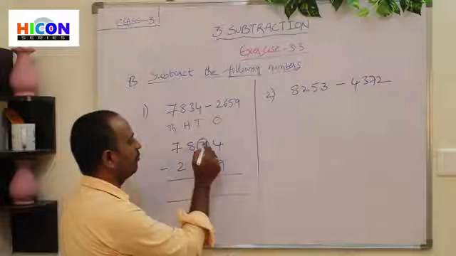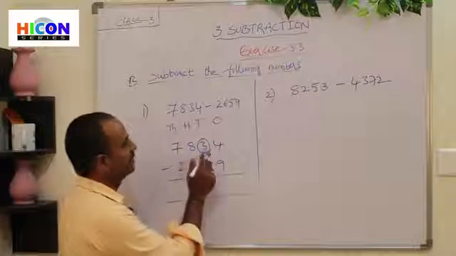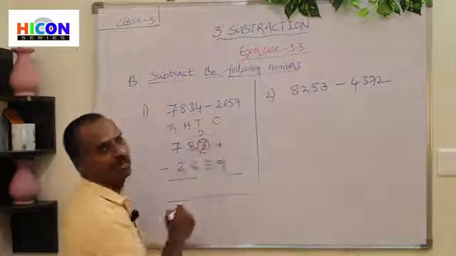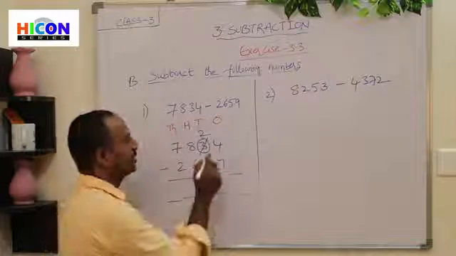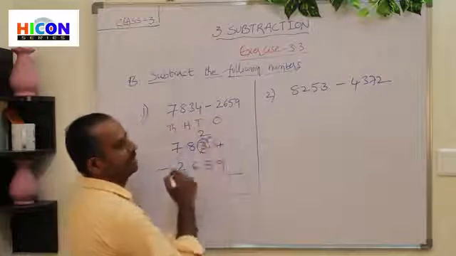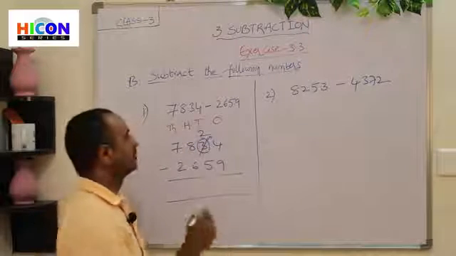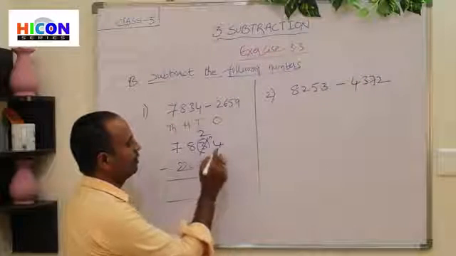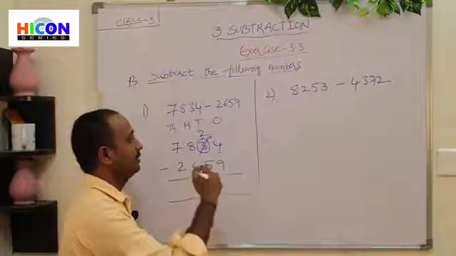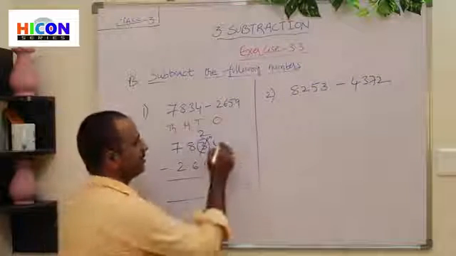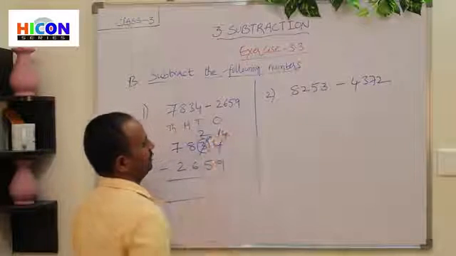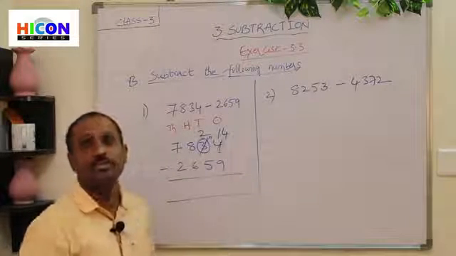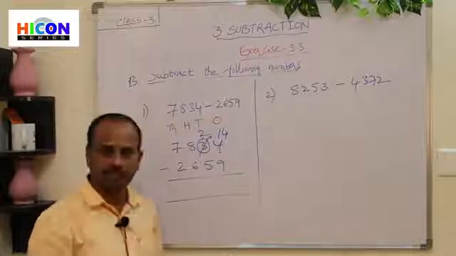If we borrow 1 ten from these 3 tens, then how many tens will be remaining? There will be 2 tens remaining. So write 2 there. Next, carry that 1 ten to the ones place. So how many ones are there already? There are already 4 ones, and if we carry that 10 ones to the ones place, the total becomes how many ones? 14 ones. So just simply write 1 before it. Then the total becomes 14 ones. So now the subtraction will be possible.